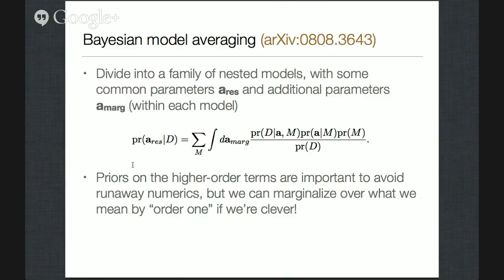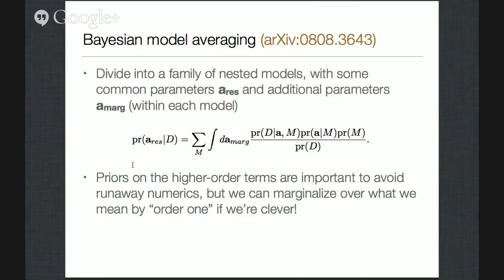And again, having these priors in this case is very important to avoid runaway numerics, because you're adding in higher and higher order terms that you're going to marginalize over. I should point out, I didn't write it in this formula, but you can adapt this to also marginalize over what you mean by order one. Which is a nice sort of innovation here.